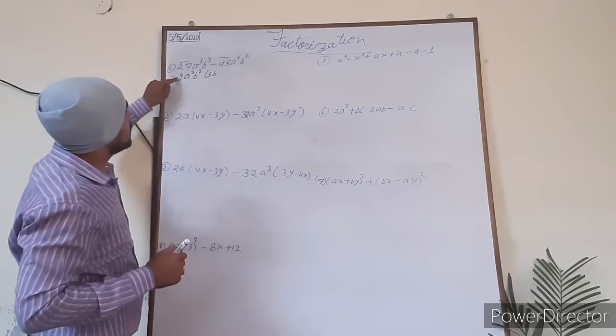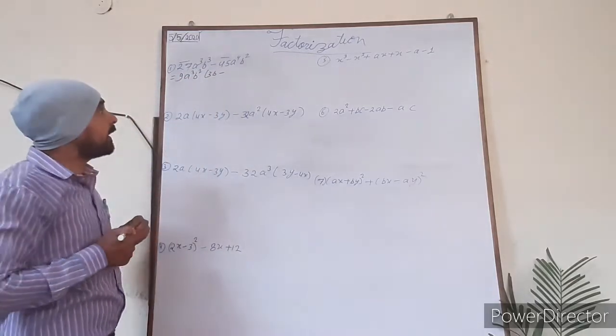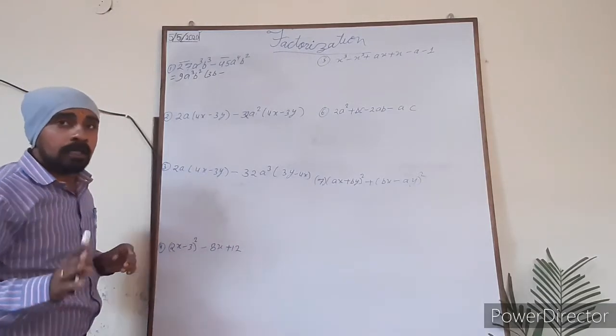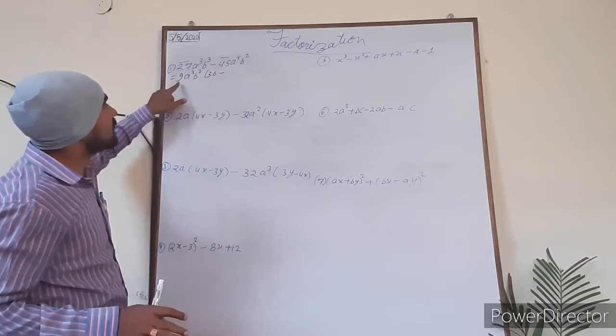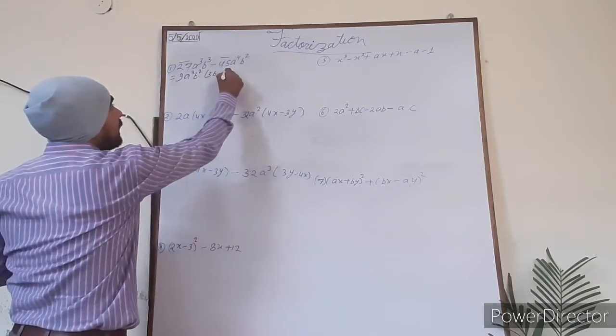In the same way, this is plus and this is minus. So minus will be here. The sign has been taken. After that we have to focus on the number. So this is 45 and this is 9. So 9 5s are 45. So 5 will be taken here.